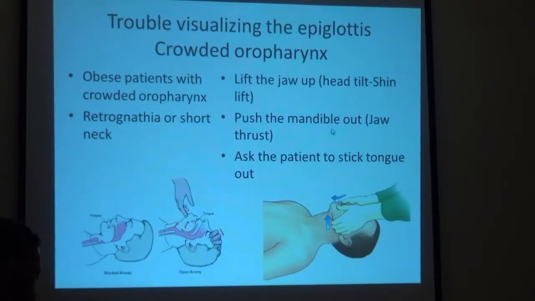and this is what is shown. So the same maneuver that you use to intubate patients or open the airways. Either a chin lift or a jaw thrust will help you open the airway. If the patient is awake, sometimes you just tell them to stick their tongue out, and also it will help you visualize. So these are some of the tricks. They're quite easy, and they make your life easier.